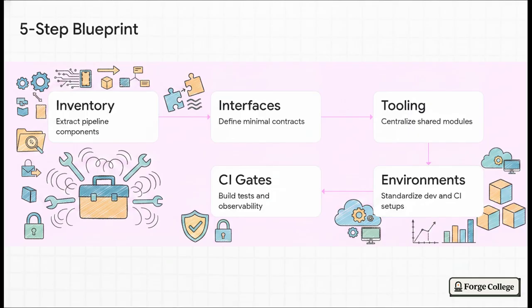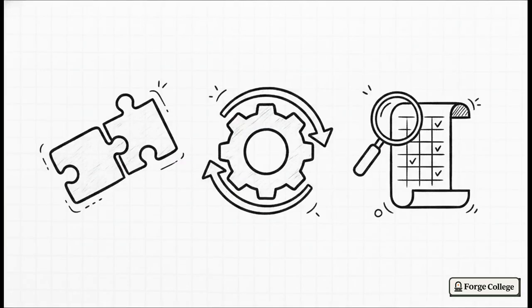And finally, Step 5, build CI gates and observability. Following these steps systematically reduces the cognitive load for new contributors and makes failure modes super easy to reproduce. But to run this factory efficiently, we need some non-negotiable rules.